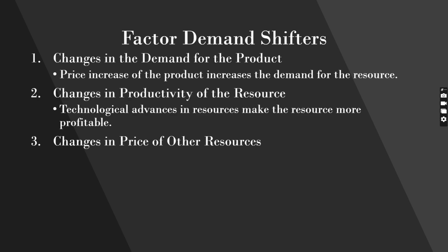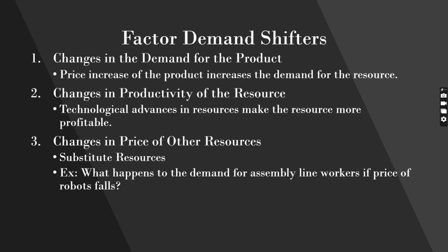Number three is changes in the price of other resources. So here we're talking about substitute resources and complementary resources. What would happen to the demand for assembly line workers if the price of robots decreases? Well, if the price of robots decreases, firms will be able to invest in those capital goods and technology more, and so that means the demand for assembly line workers would decrease.